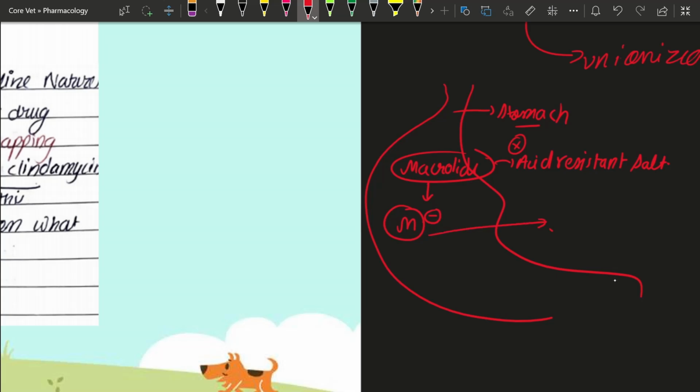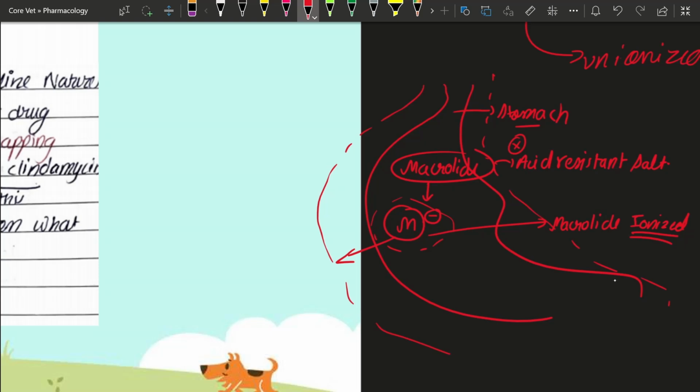So what happened? The macrolide is ionized, so it won't be absorbed into the blood circulation. The macrolide is currently in the ionized form, because absorption is more for the unionized form and the ionized form is not absorbed, right? So the macrolide is going to be trapped within the stomach walls. That's why this phenomenon is known as the ion trapping phenomenon. Due to the disturbance in the pH, the macrolide is going to be ionized, right?